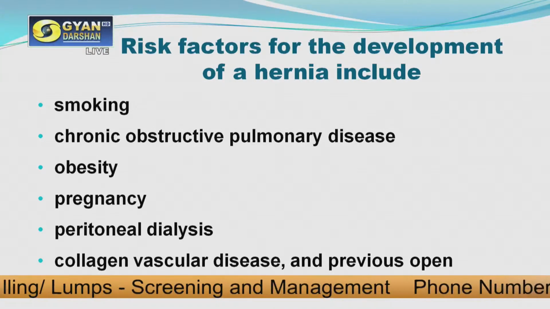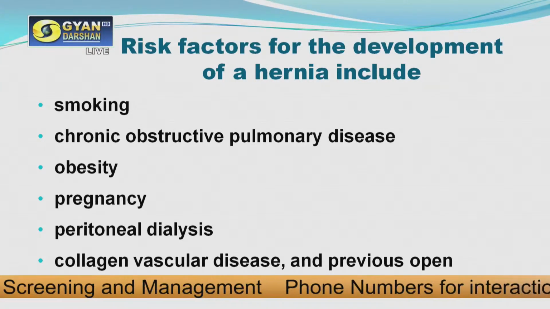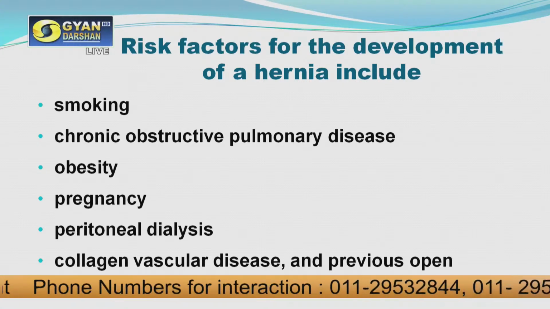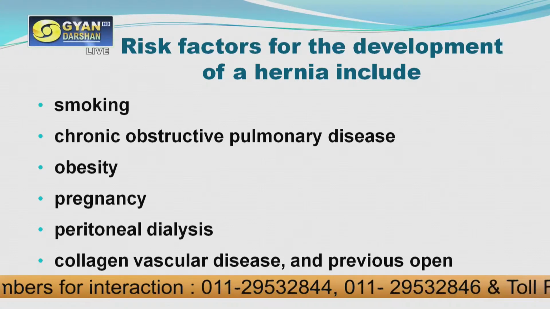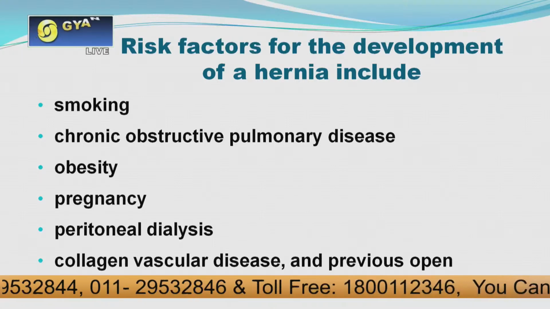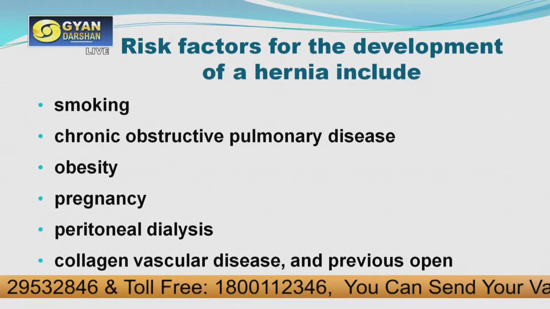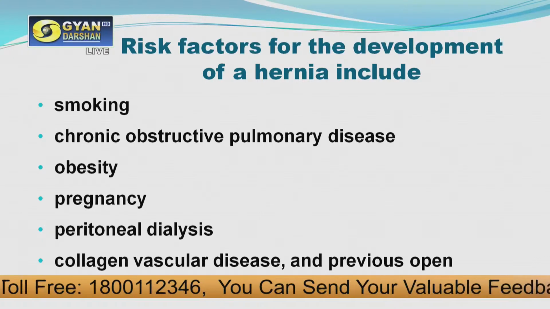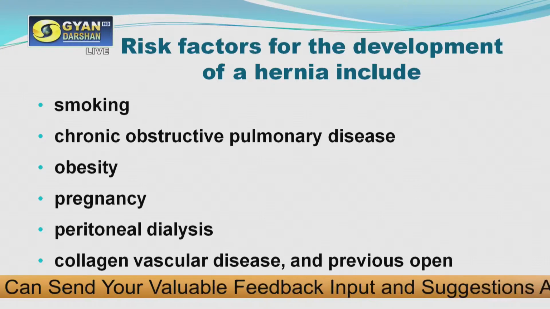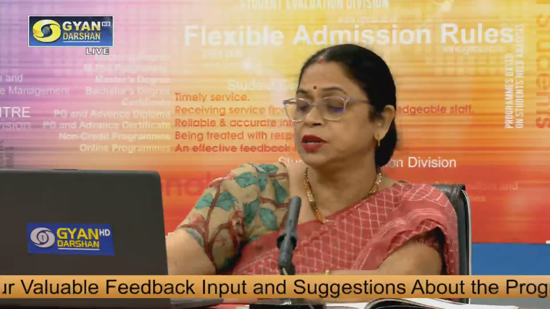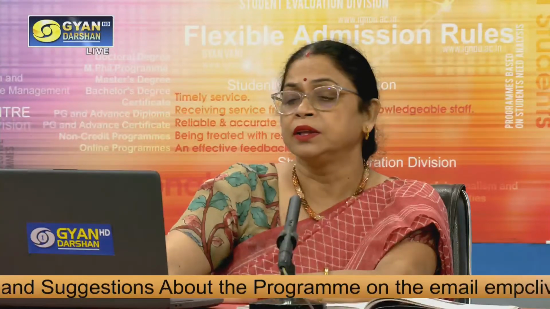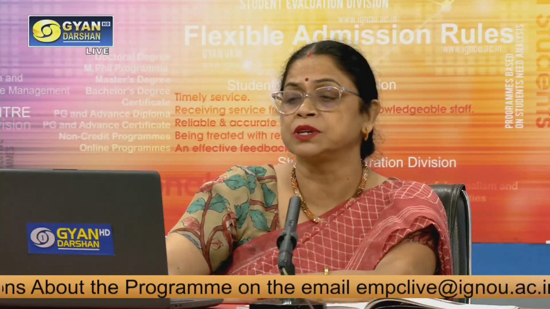In case of pregnancy, during or after pregnancy, because there is a lot of weight gain and a lot of pressure in the abdominal cavity, it can lead to, most commonly, umbilical hernia. Then peritoneal dialysis, as well as a history of previous surgery or appendectomy, suppose. These can lead to incisional hernia. So that way there are various risk factors which cause hernia.